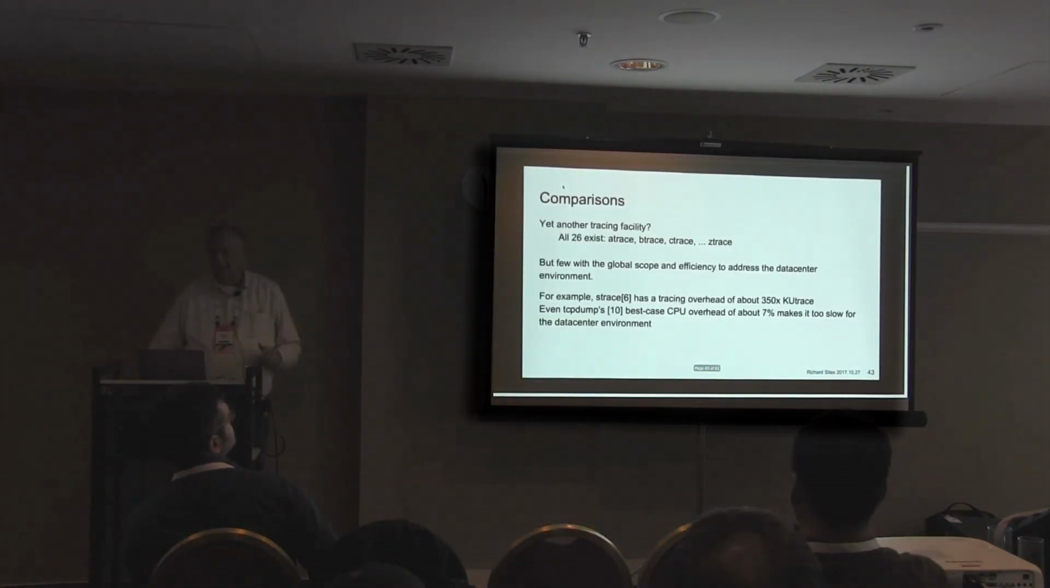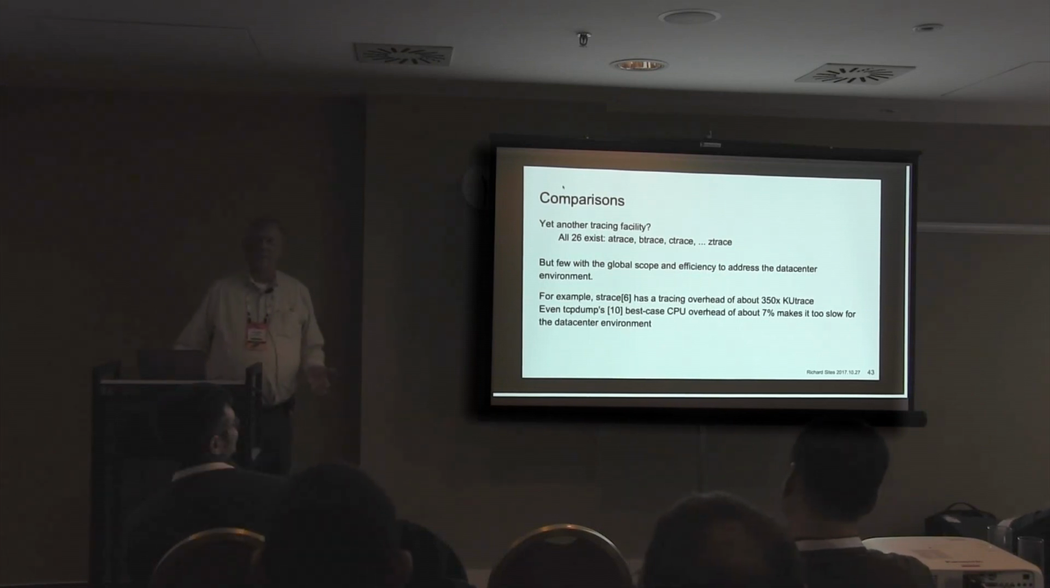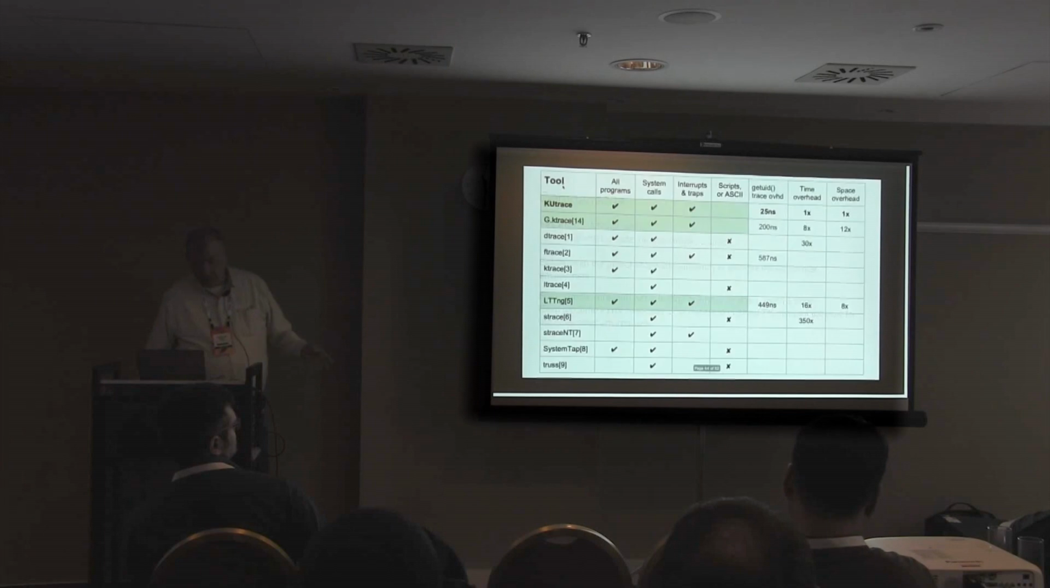So a little bit of comparisons. Many of you worked on the things that are here. I did find that A trace, B trace, C trace, all the way through Z trace. All of them. That's why I chose 2 letters instead of 1 for KUTrace. And a lot of them are very flexible, but of course have a lot of overhead in this particular area.